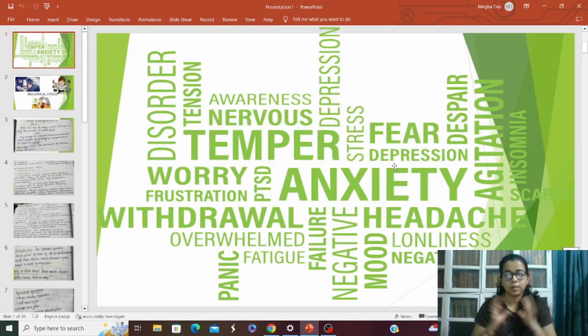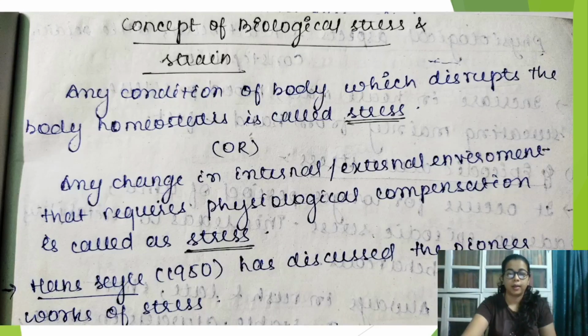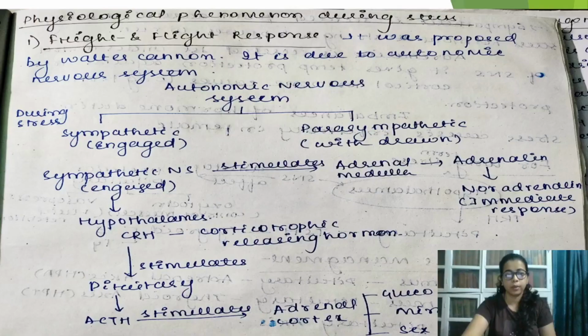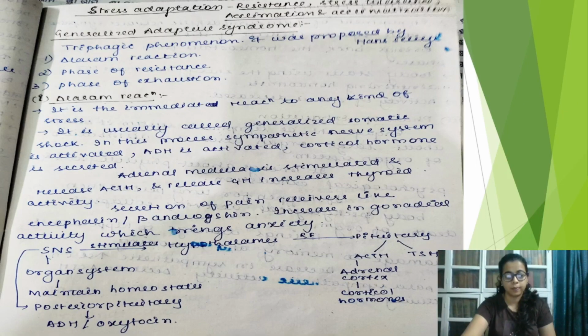The word stress comes from all these things: temper, fear, depression, awareness, disorder. All these things combine to form the word stress. And we have also discussed what stress is and what stress can cause you. Today we are going to discuss the last part, that is what strain is, and stress management, or you can say the general adaptation syndrome.